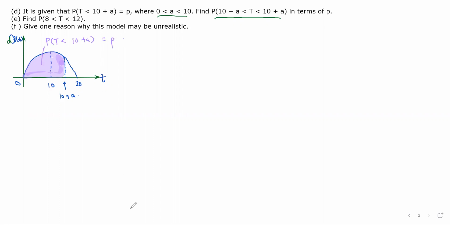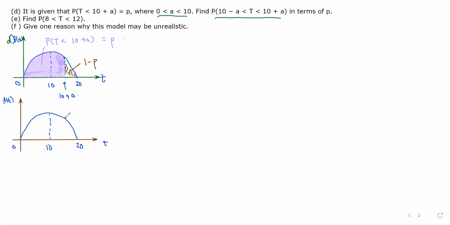If this region is p, then we know that this region is 1 minus p. Total probability is 1. Total area under the graph must be 1. So this region must be 1 minus p. We need to find the probability that t is in between 10 minus a and 10 plus a. So for t in between 10 minus a and 10 plus a, let's look at the region that we need to find. That is 20.